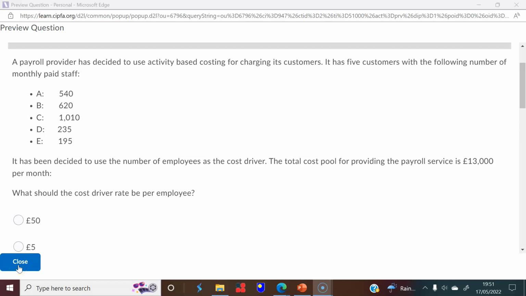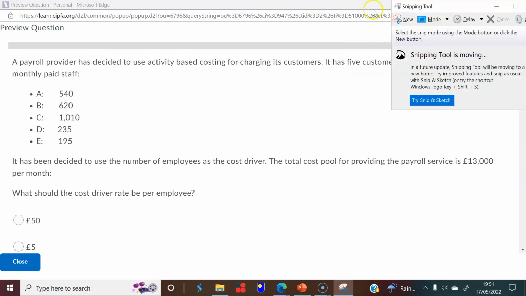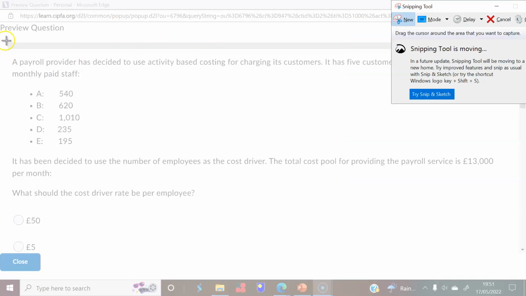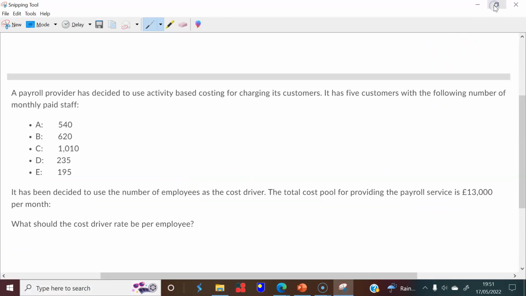Okay, so this is quiz 3, and we gradually move into talking about activity-based costing. What we have here is a scenario. I will just snippet this out very quickly. We have an activity-based costing scenario where we are trying to find the rate of the cost driver. It says here that a payroll provider decided to use activity-based costing. It has 5 customers with the following monthly staff. The total cost is 13,000.